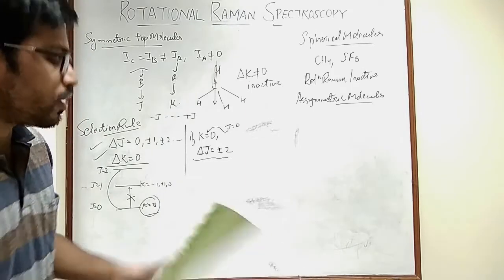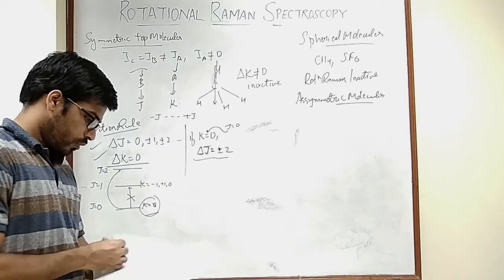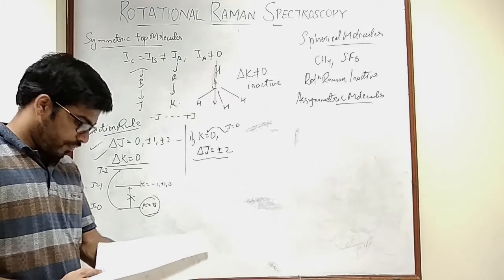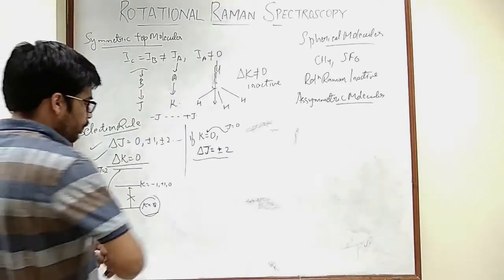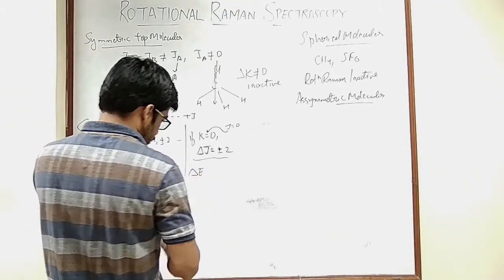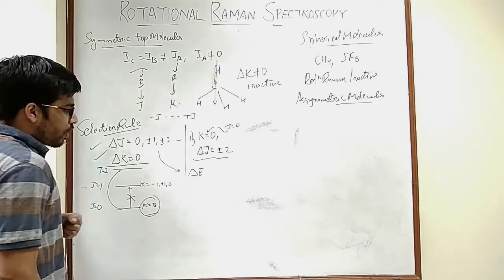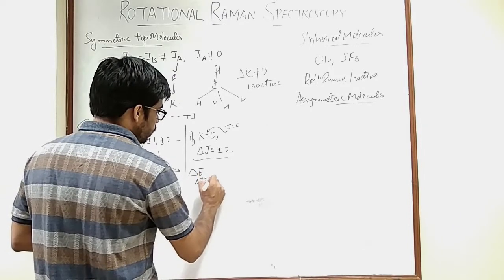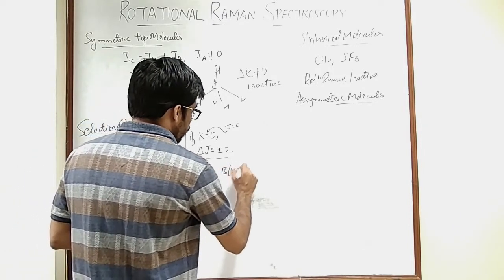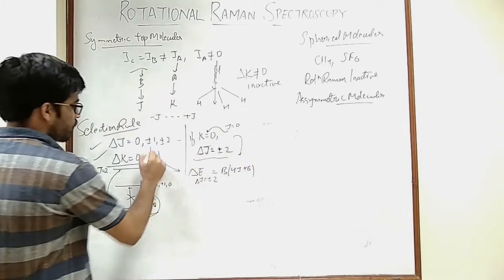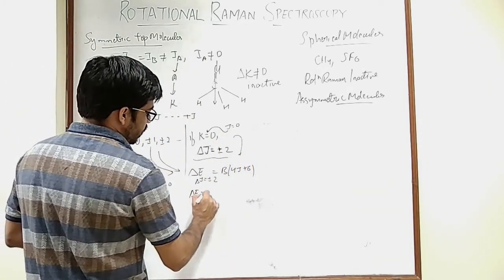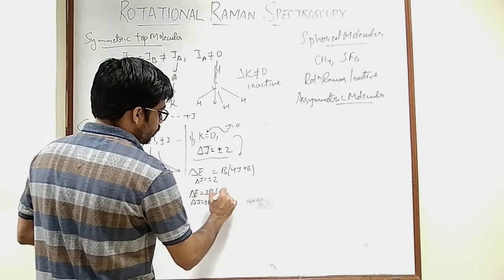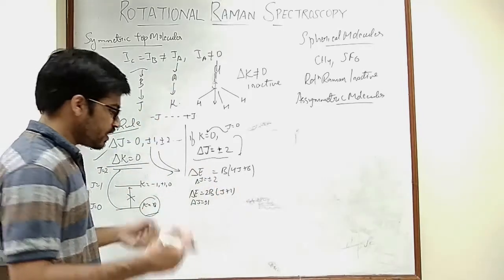Let me just take a look if I forgot something. Yeah, I think I forgot something. Okay, so delta E for this case. Now we know delta E for delta J equals plus minus 2 is B(4J plus 6), which is the case of this. But if you have this case, you will get one more delta E for delta J equals plus minus 1. That will be 2B(J plus 1), that we had seen earlier in pure rotational spectra.